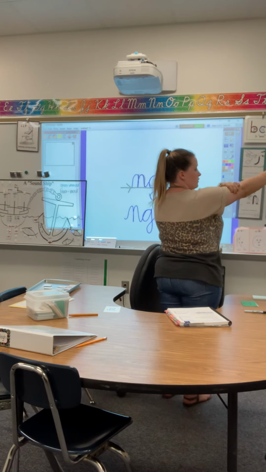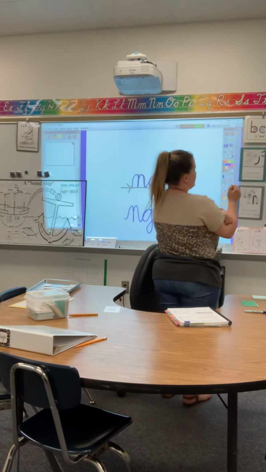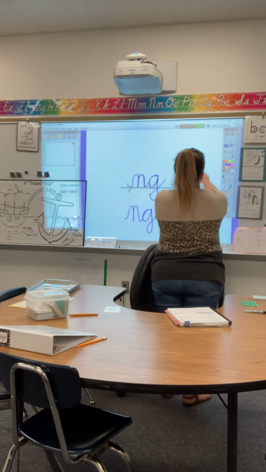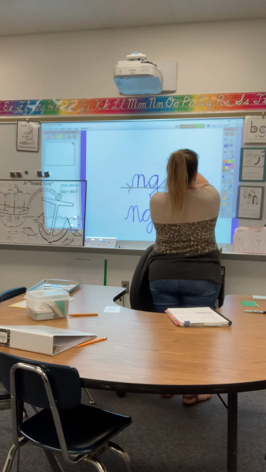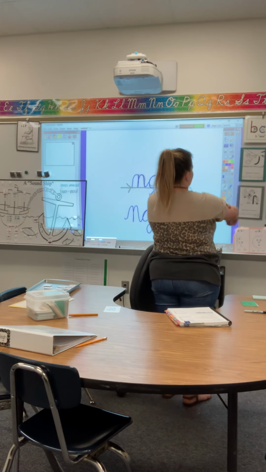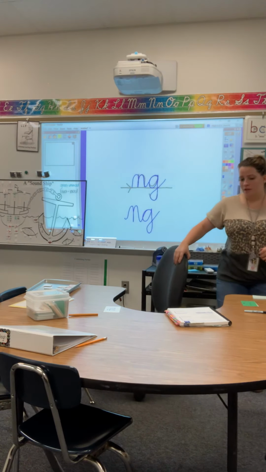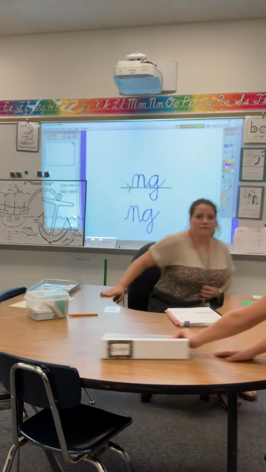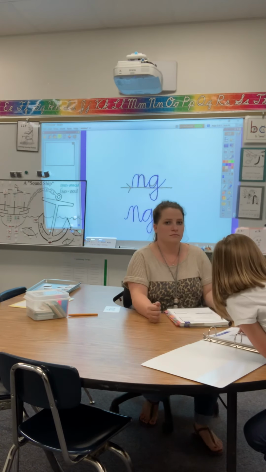Over, over, around, release. So this time I want you to say diagraph NG. Ready? Diagraph NG. One more time. Diagraph NG. Okay, so open your binder, and I want you to trace diagraph NG 3 times with your finger.